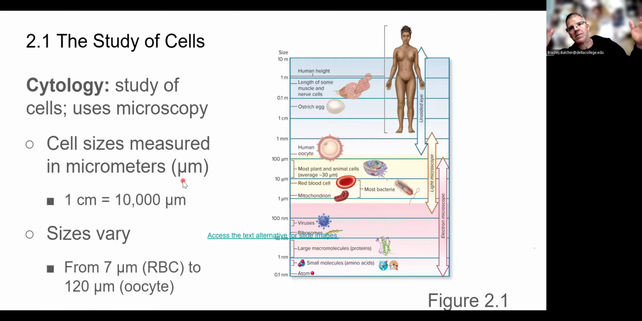A meter is like, so big. A centimeter has 10,000 micrometers in there. So within the human body, we have lots of different cells, ranging from the smallest, like red blood cells, to some of the bigger cells, the oocytes, or the female egg, which is about 120 micrometers. Usually we measure these across, or by diameter.